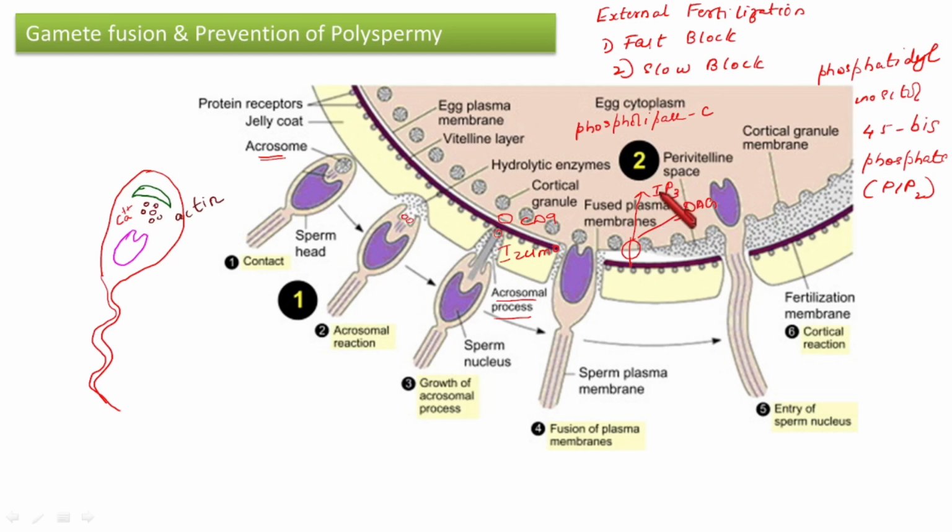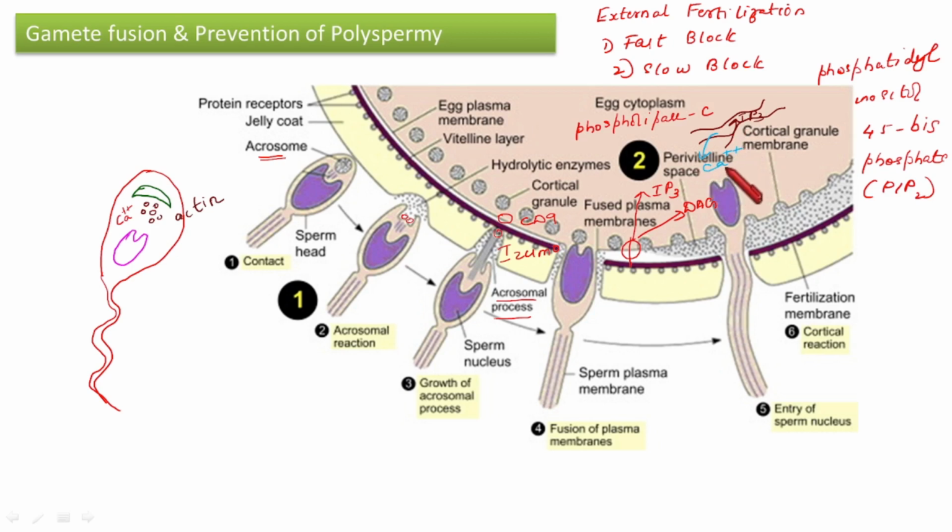It is the primary candidate that helps in the development of the slow block. How does it initiate a slow block? This IP3 moves to the endoplasmic reticulum inside the egg cytoplasm and results in the efflux of the calcium stored in the endoplasmic reticulum to outside. By that way, it results in a calcium surge, a calcium spike inside the egg cytoplasm.